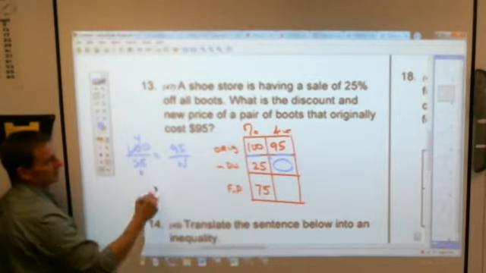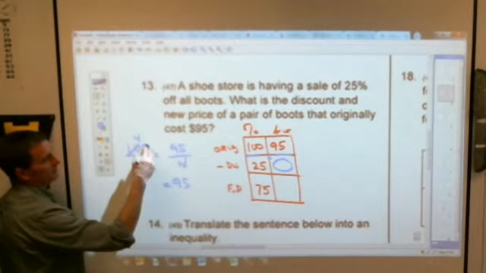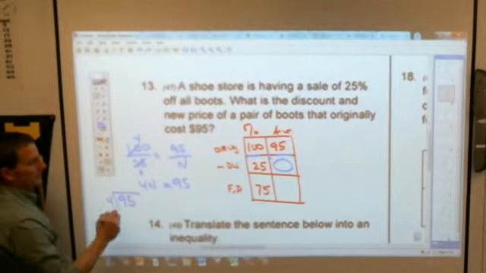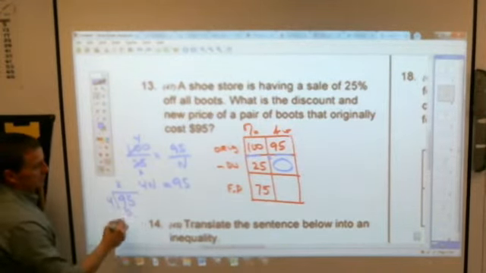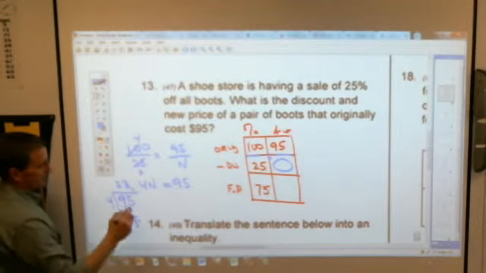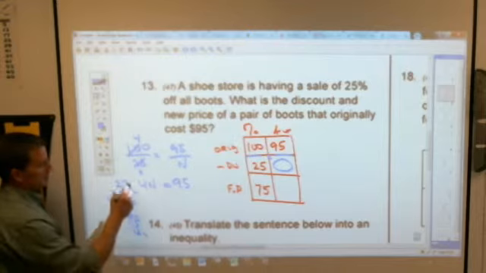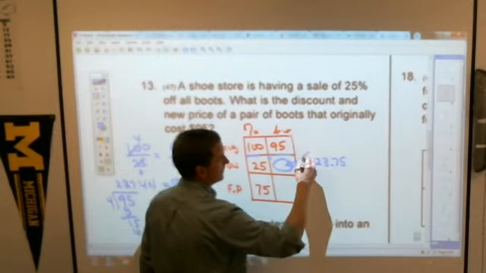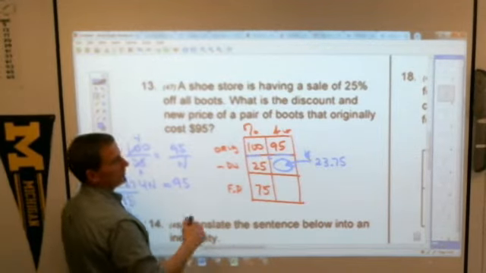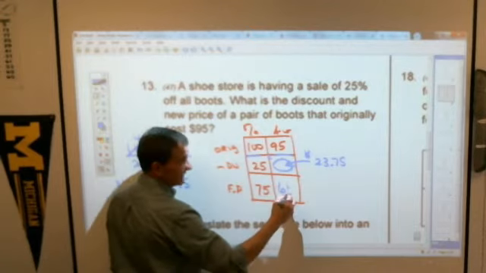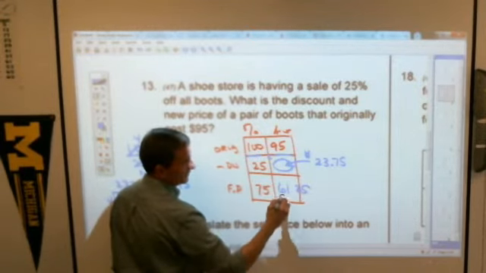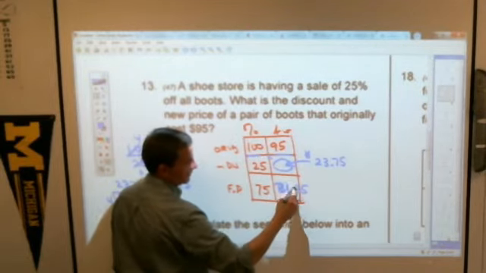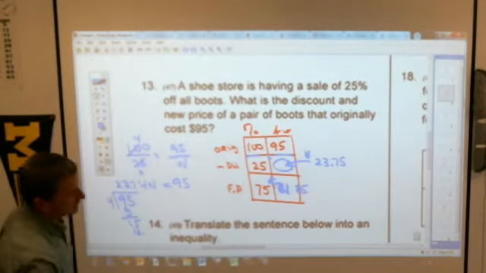95 times 1 equals 4 times n. So your answer to the discount is whatever 4 into 95 goes, which is $23.75. If that's your discount, then you still need to pay what? $61.25? No, $71.25, if you subtract that from that. $71.25.